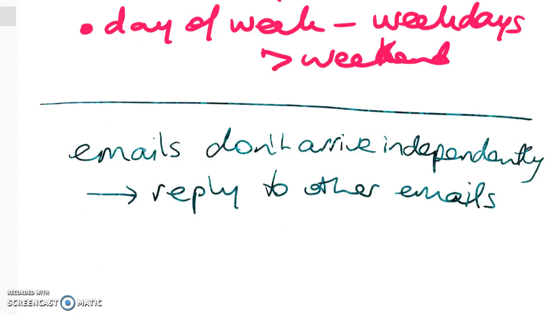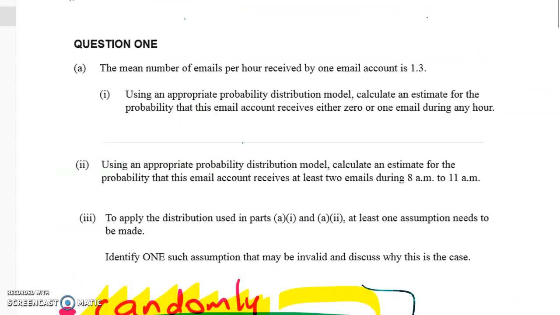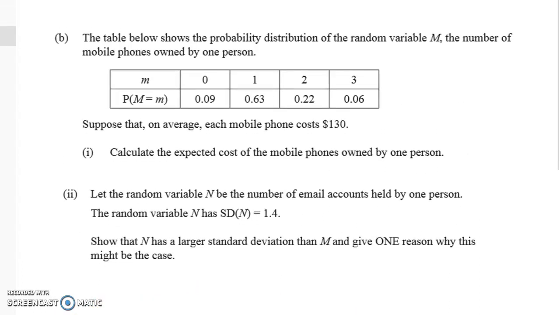And the first part of this question, remember, was the one that was all about the average number of emails received per hour. This one is kind of related. The theme is not emails, but the number of mobile phones owned by one person. So the first thing we're given is a table which shows us a probability distribution of this random variable M.